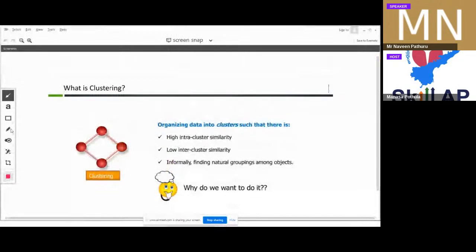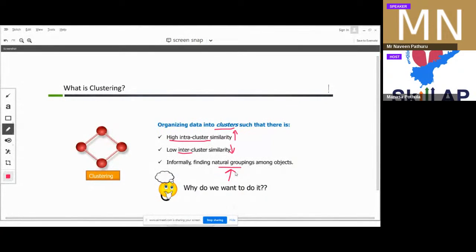Okay, so what is clustering? Clustering is about organizing the data into clusters. Clusters means groups, such that there is high intra-cluster similarity, which means within a group the similarity is high, and low inter-cluster similarity. Inter-cluster means between the groups the similarities are low. What does that mean? That is what we'll try to understand. Informally, finding natural groups, or nature's groups. What is that? That's what we'll try to understand.